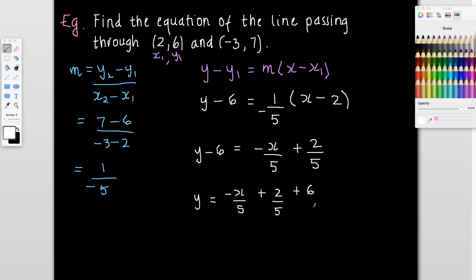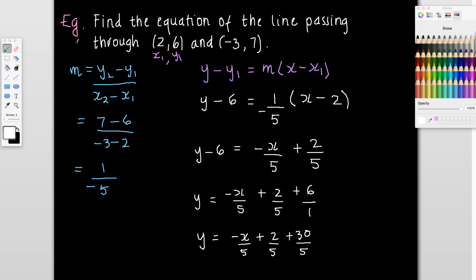And we want to get the same denominator, the 2 over 5 and the 6. So remember that's 6 over 1. And we want the same denominator, so we're going to multiply top and bottom by 5. So negative x on 5 plus 2 on 5 plus 30 on 5. So your final answer is going to be y equals negative x on 5 plus 32 on 5.